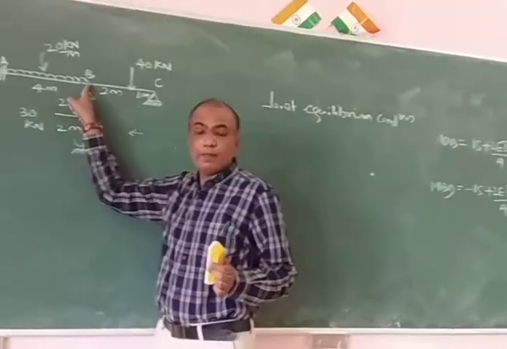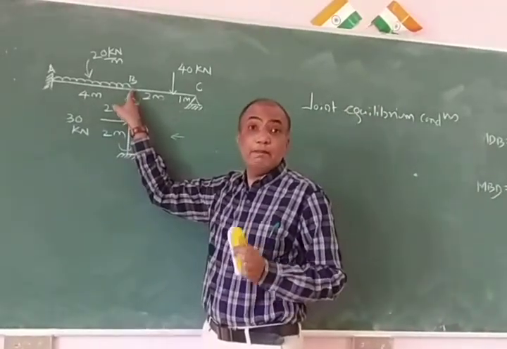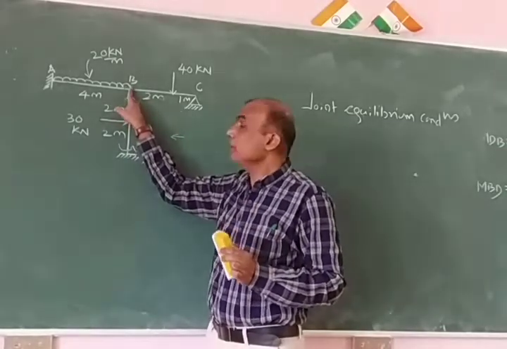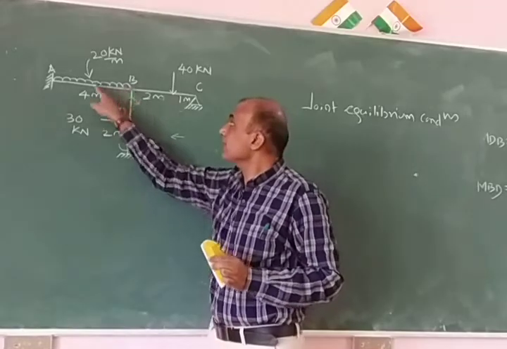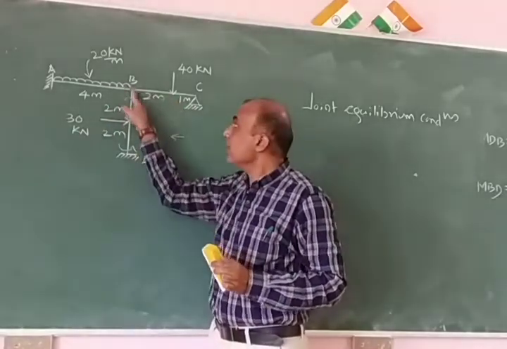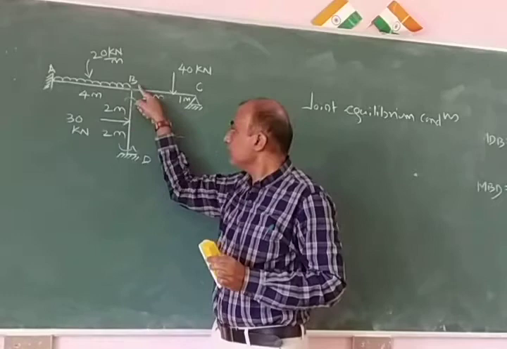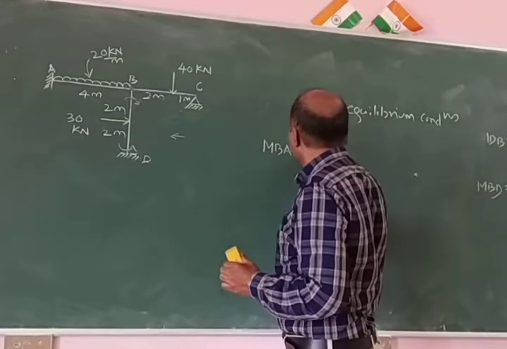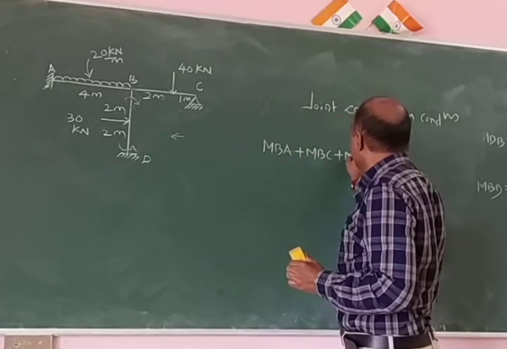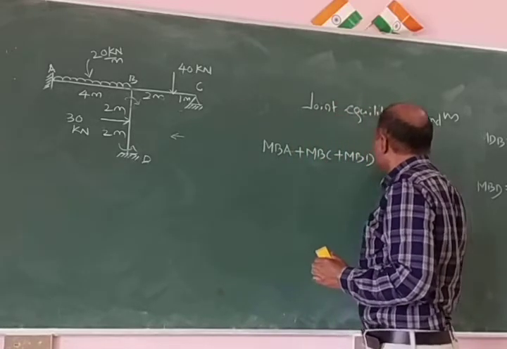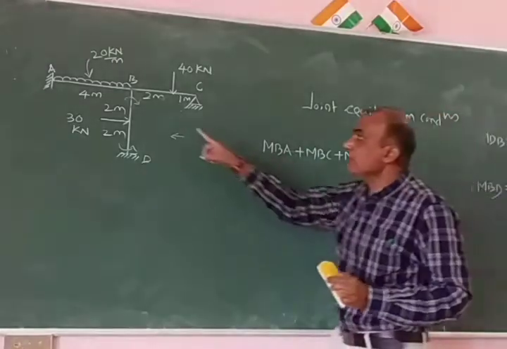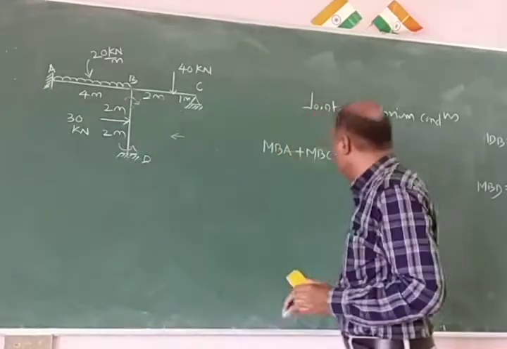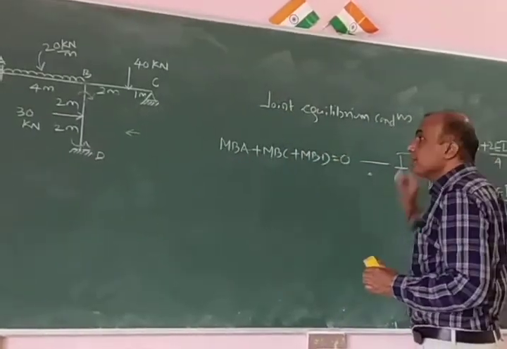So what is the first condition? That is at B. Sum of all the moments meeting at B should be 0. That is, algebraic sum of all the moments meeting at B equal to 0. How many moments are meeting at B? We can see there are 3 members meeting, so there will be 3 moments. MBA plus MBC plus MBD equal to 0. So this is my first condition, first normal condition.